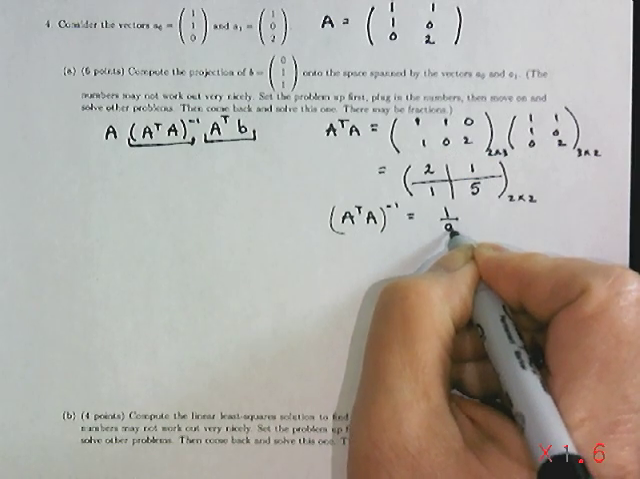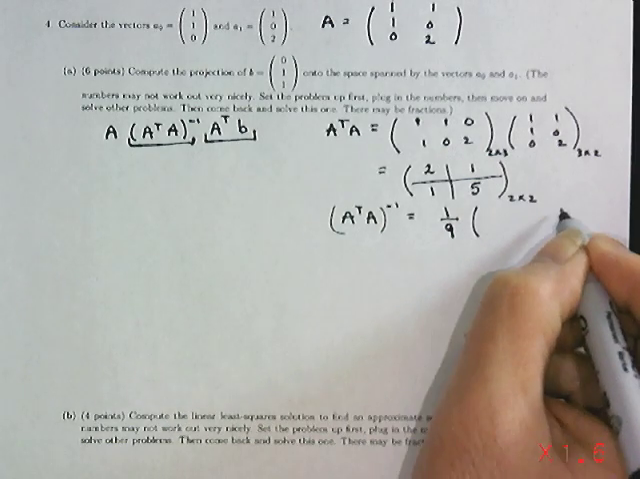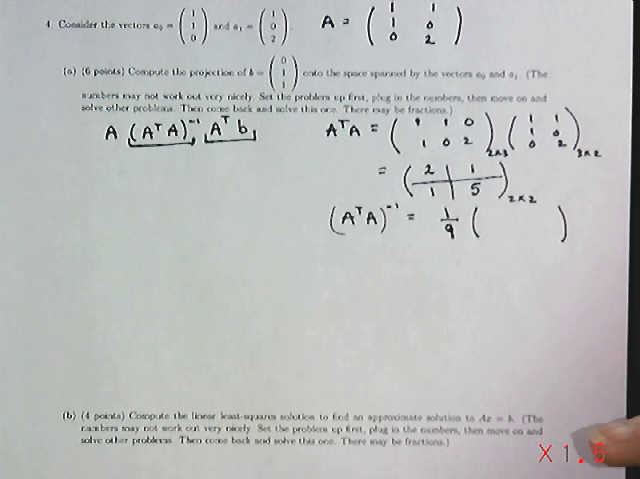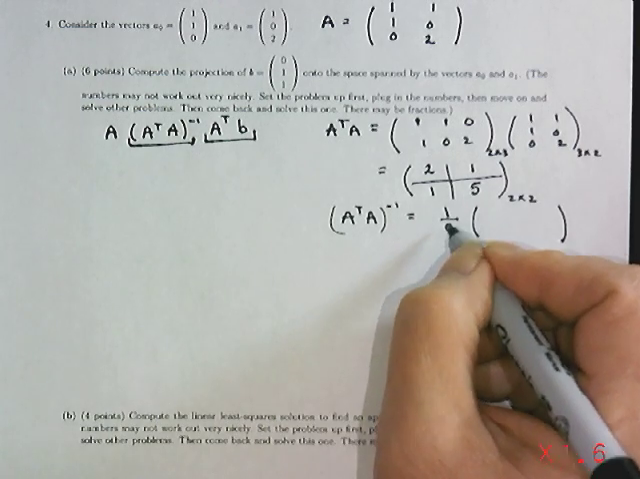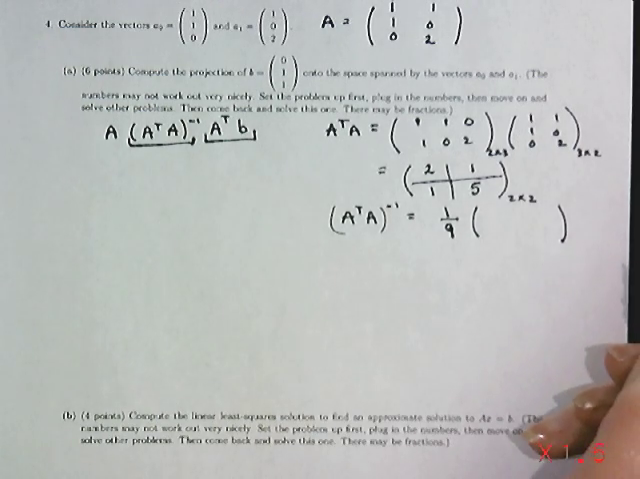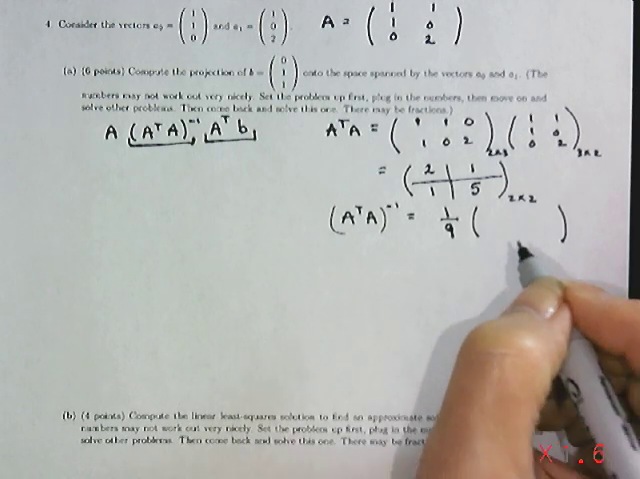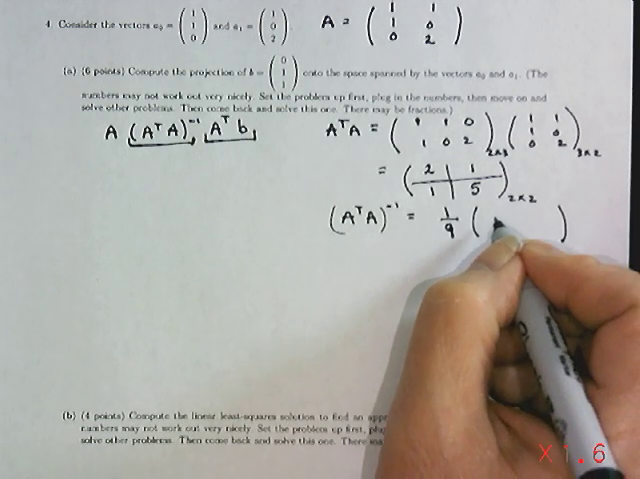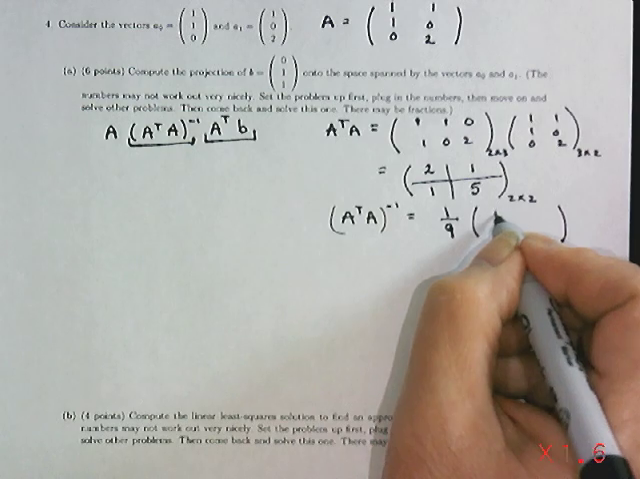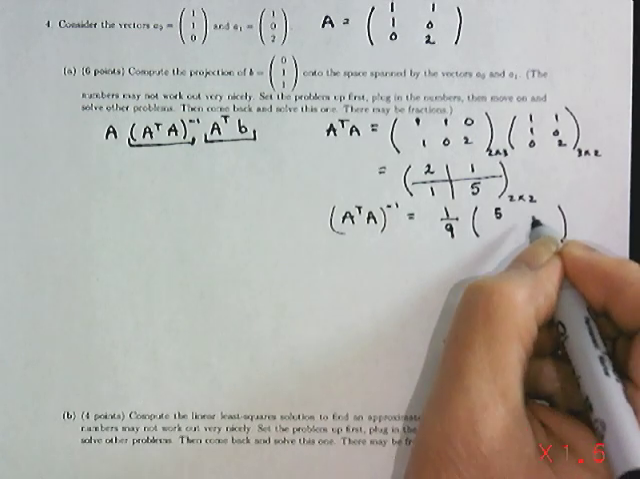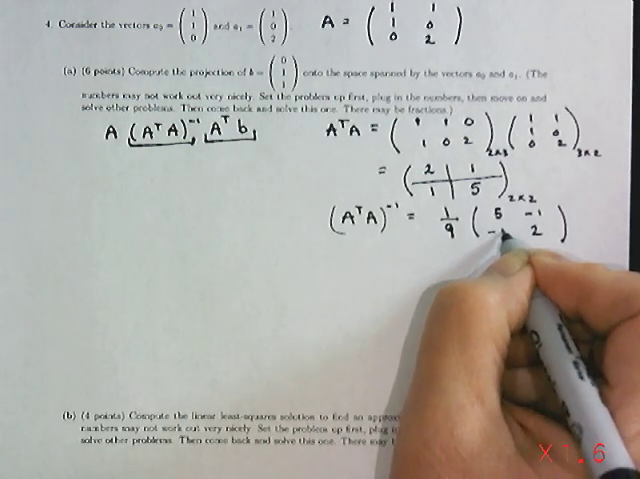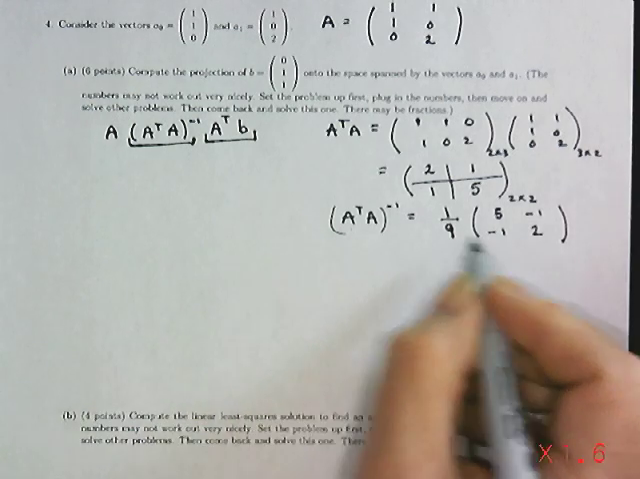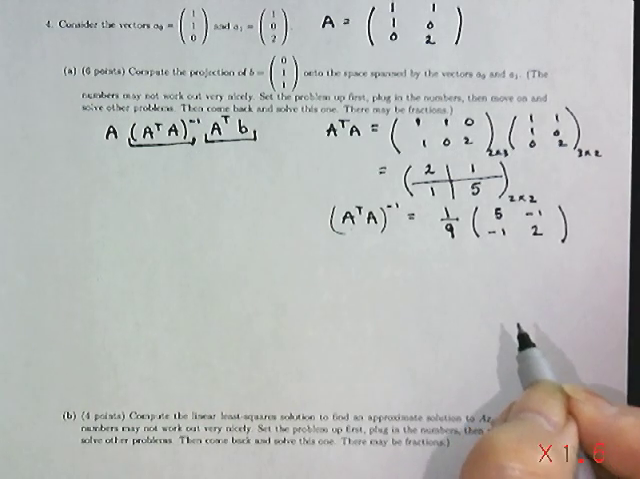So it's going to be 1/9 for our 1 over the determinant factor in our inverse. And then what we need to do to find the inverse is switch the 5 and the 2 and negate the 1. So this is A transpose A inverse.